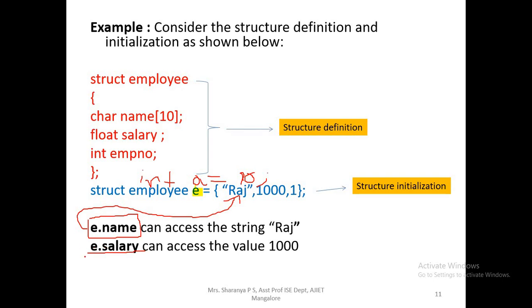Here e refers to the variable name, and salary refers to the name of the structure member. And next one, e dot employee number. What we are writing, name or salary and employee number, is with respect to what we have defined under the structure. It needs to match. This is how we can access a structure.